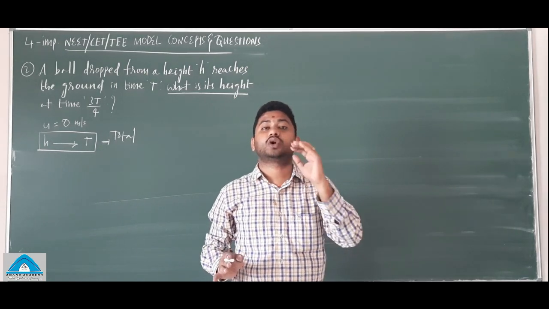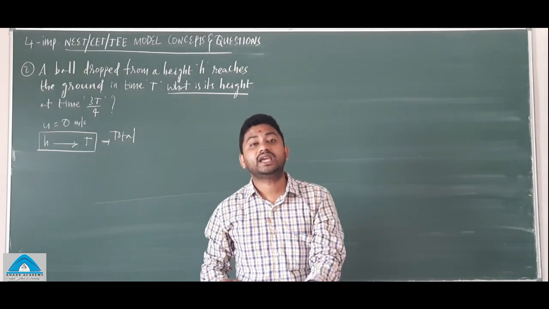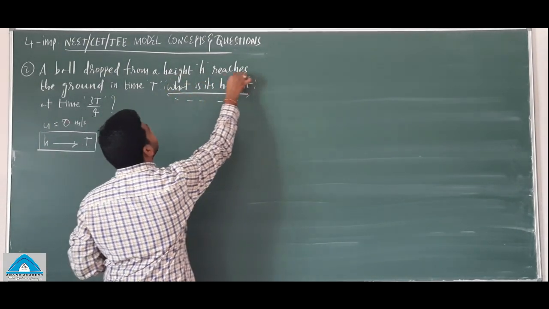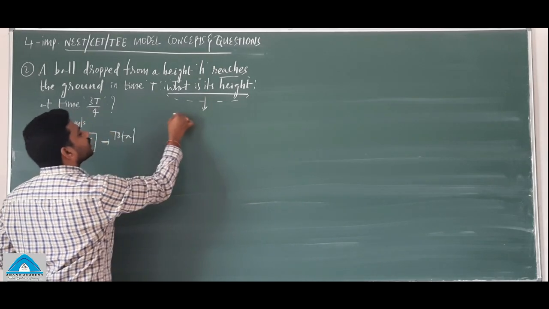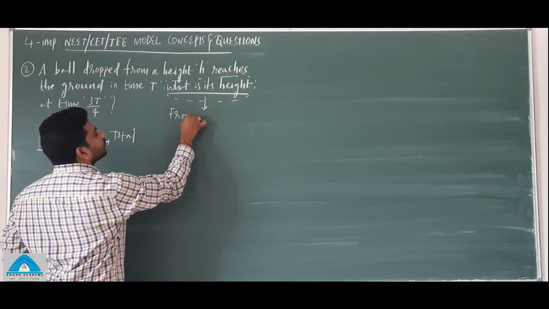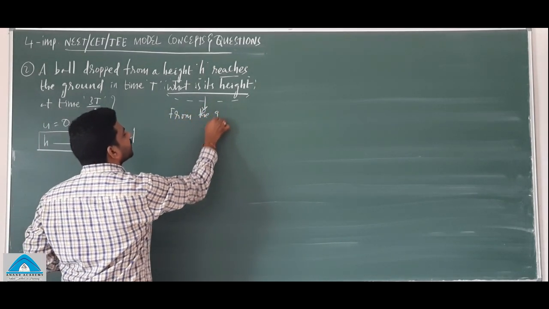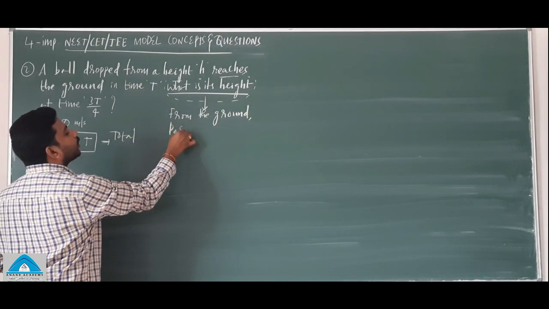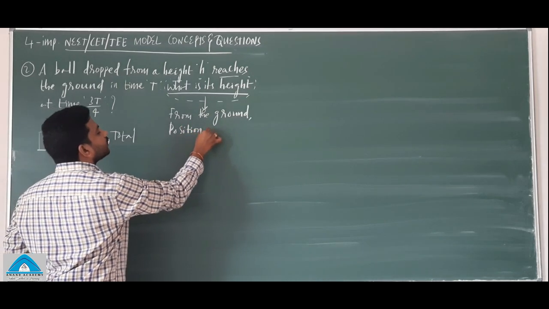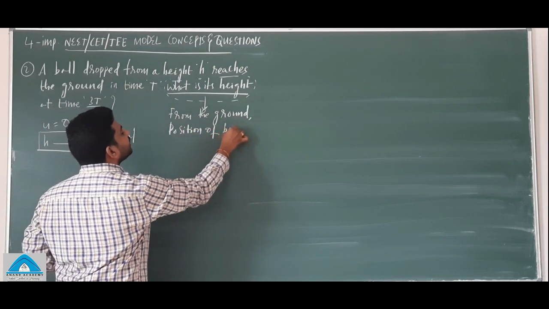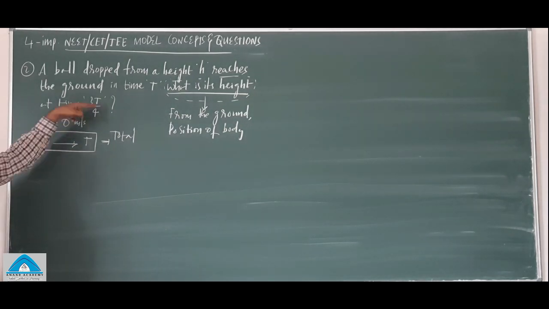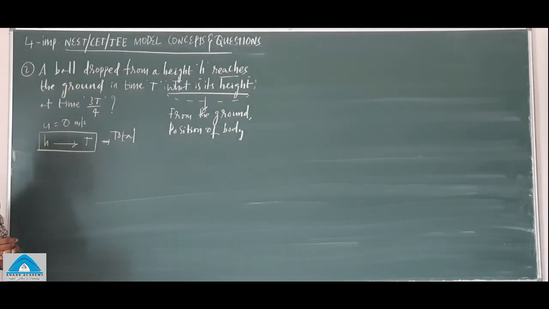Height of the body means we must always take it from the ground. So what is its height? It indicates from the ground. The position of the body from the ground is what we need to find at the time 3t by 4. That's important here. Right? We will be starting now. Listen. Simple.